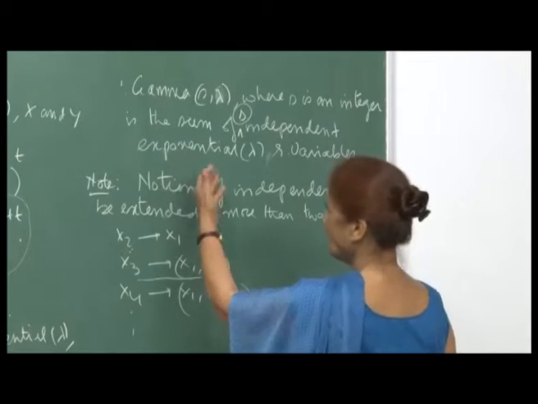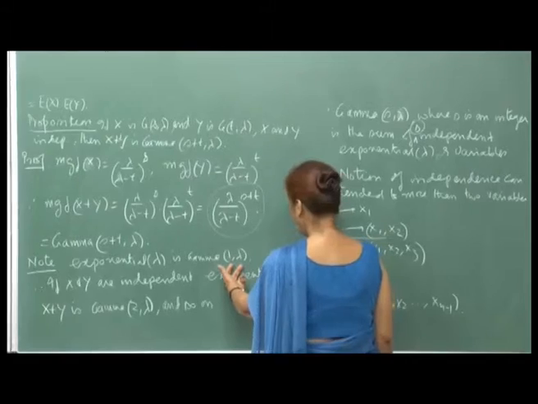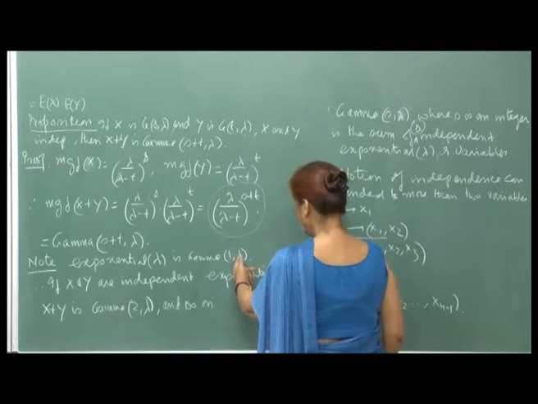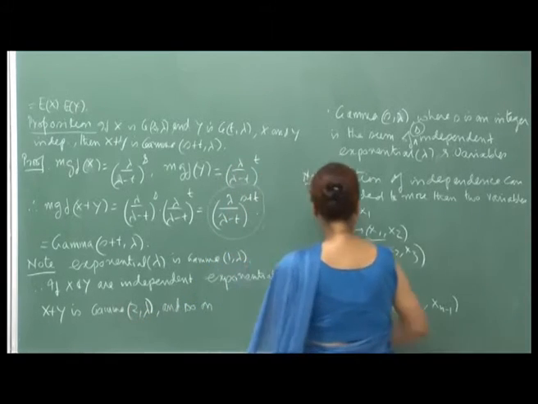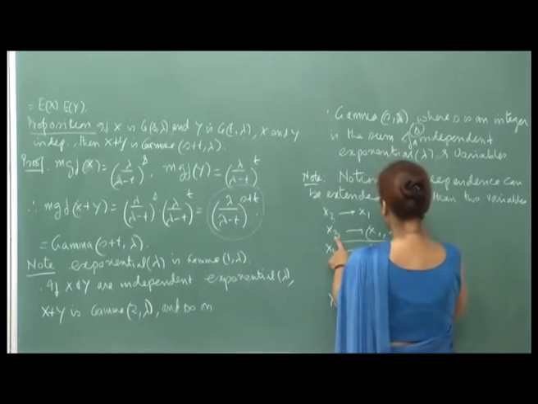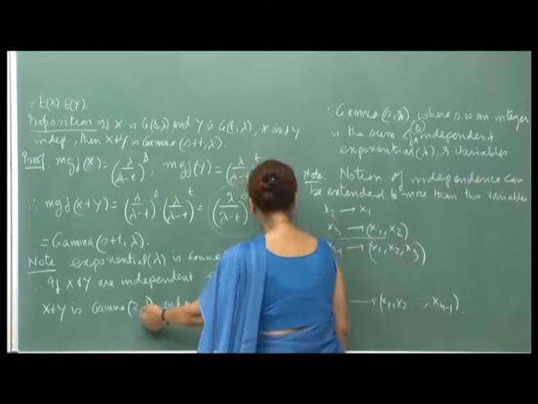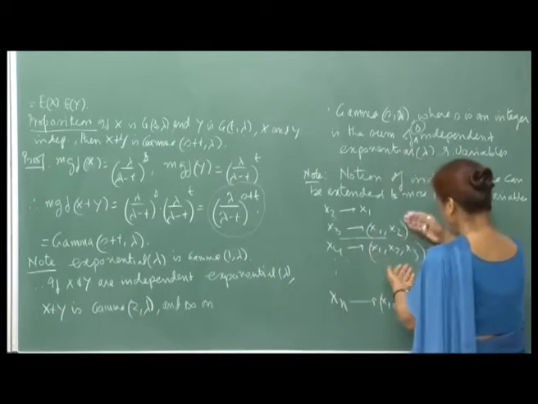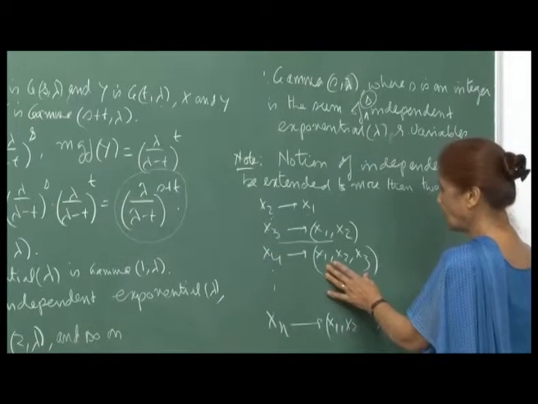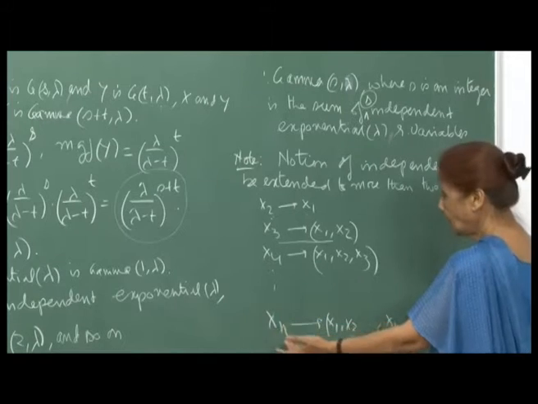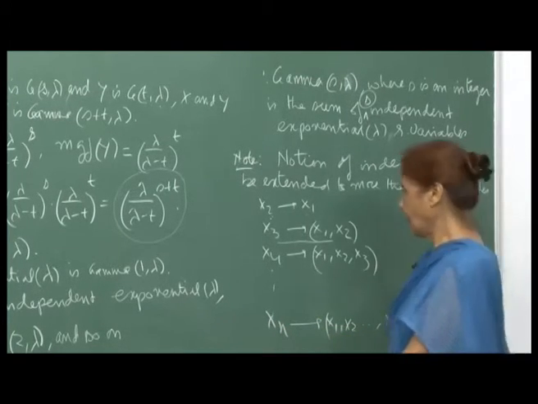So, if you have two exponential random variables both with the same parameter, I add them. I get a gamma 2 comma lambda, then I add x 3 to it. That means I will be talking of x 1 plus x 2 plus x 3. So, this will become gamma 3 comma lambda. So, the concept can be recursively used. Then you will say that x 4 is independent of these 3 and so on. Finally, x n is independent of x 1, x 2 up to x n minus 1. So, this is the whole idea.